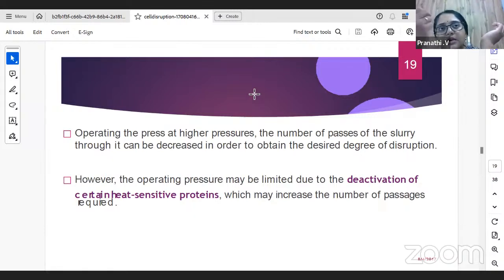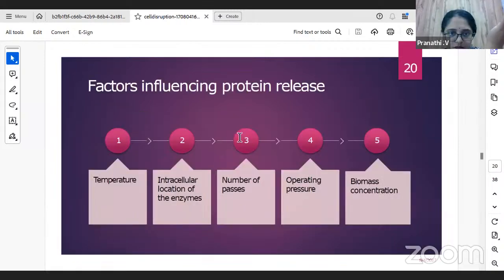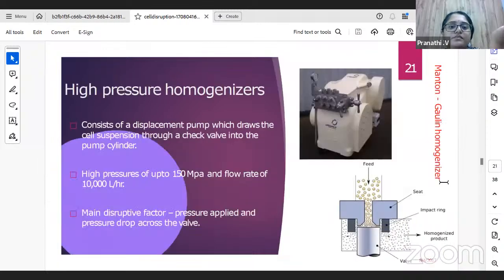You have to do it n number of times to get all the cells disrupted. So what are the factors that influence the protein being released out of the cell, if you want protein as a product? Temperature, the intracellular location of the enzymes, the number of passes, the operating pressure, and the biomass concentration present in the cell.